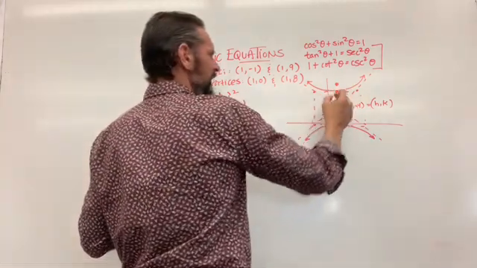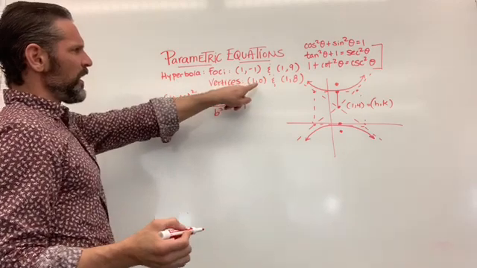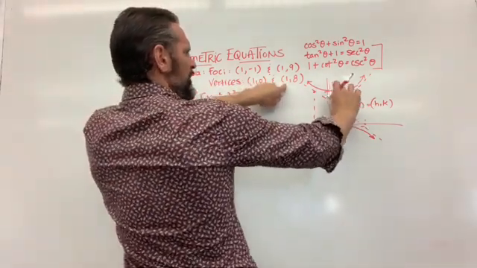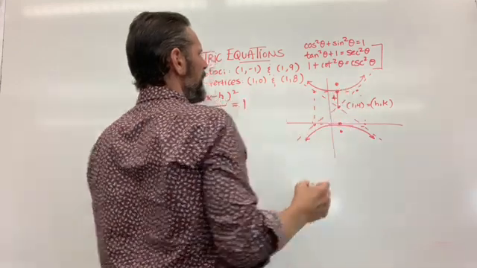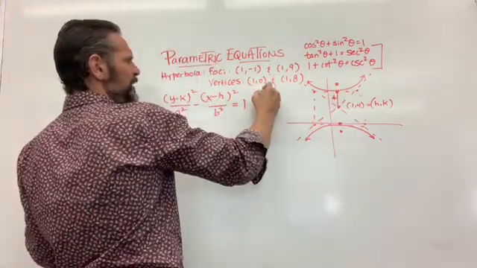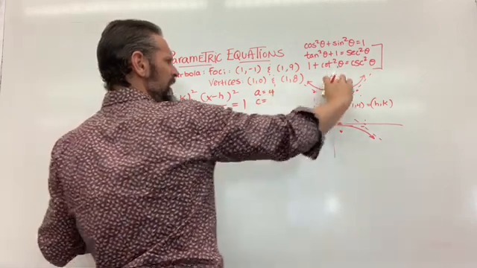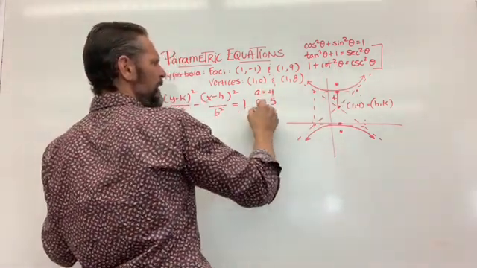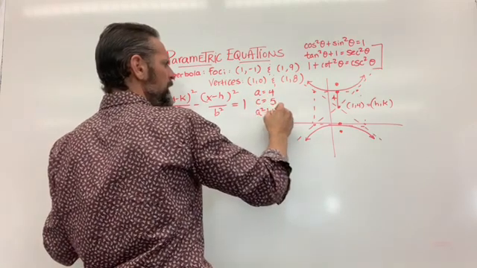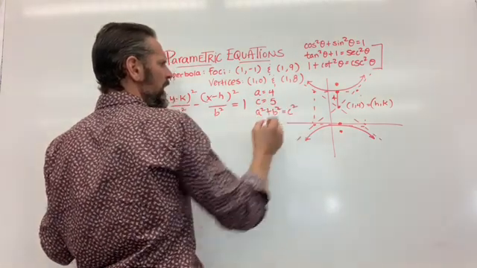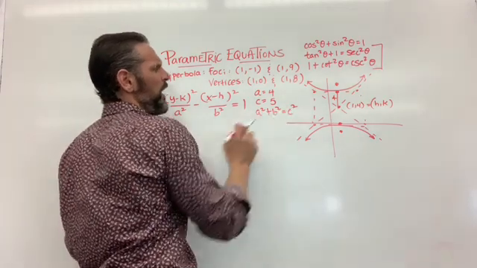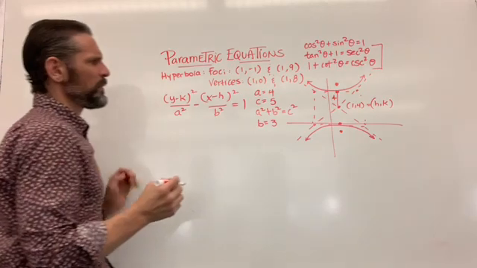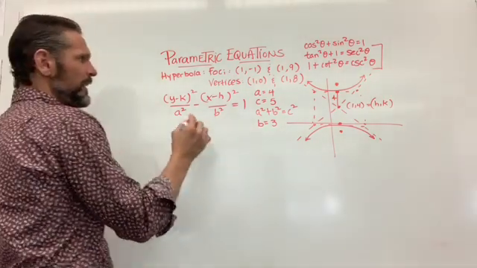This distance is a. Well, if our vertices are at (1, 8) and (1, 0), this distance here has got to be 4. So that means a is 4, and c, if I'm counting blocks, is 5. When I use the idea that a² + b² = c², I can see that I have a 3, 4, 5 right triangle, which saves you some work. That means b is going to be 3. So I've already got this done.